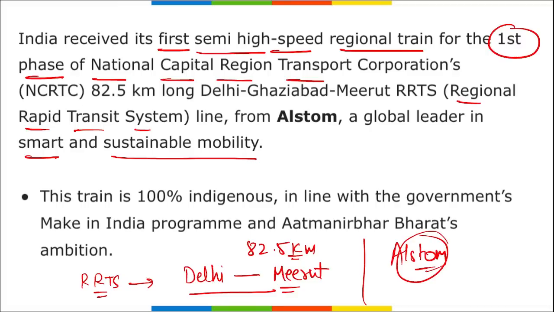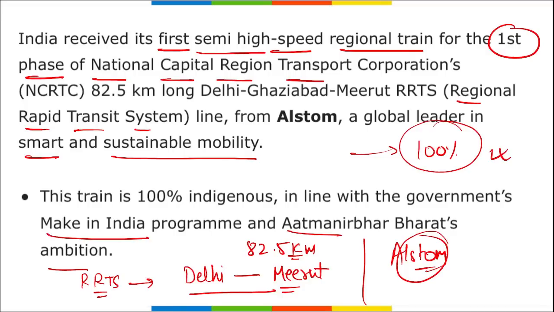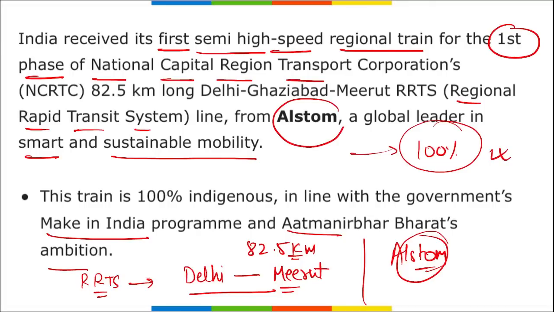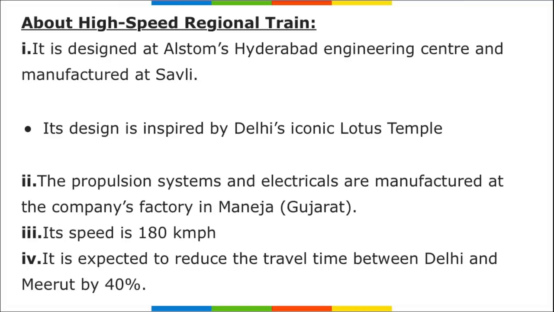This train has been 100% indigenous. That means it has been developed 100% under the Make in India program and Atmanirbhar Bharat ambition only. This train runs between Delhi and Meerut, a transit of around 82.5 kilometers, and it has been delivered to Delhi by whom? Alstom, that is your company Alstom delivered this train.